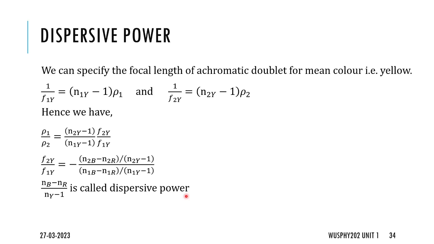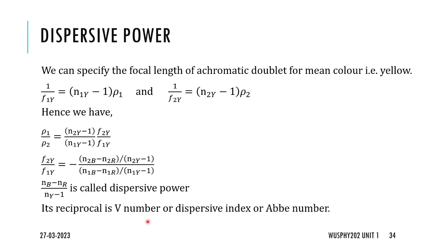Now people don't give dispersive power. Generally when you look at different kinds of materials, people give the reciprocal of dispersive power, because dispersive power is a number in fraction, 0.022, 0.035, something like that. So people prefer numbers which are not small numbers. People prefer the reciprocal of dispersive power.